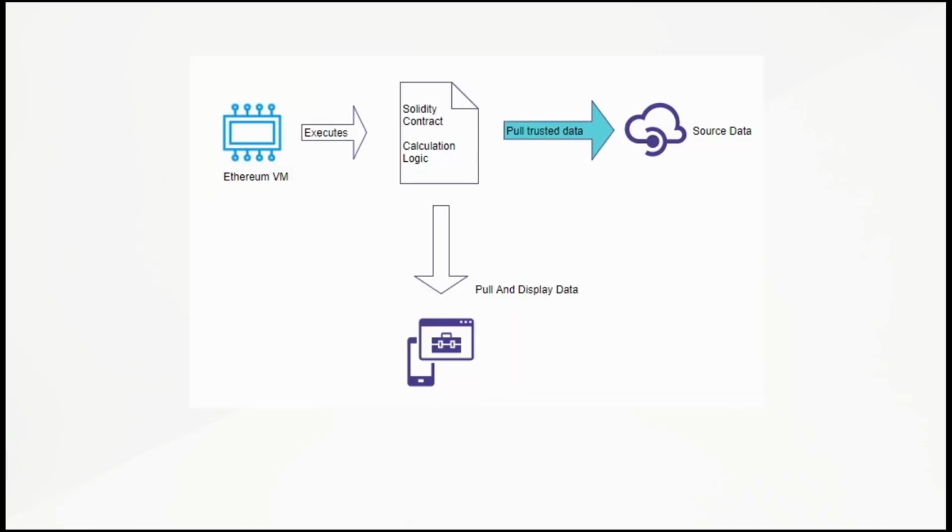Here we can see that a smart contract computes logic and pulls trusted data from Web3 APIs like oracles, which you will learn about in further modules, and then displays it to the client. These computations will cost gas.